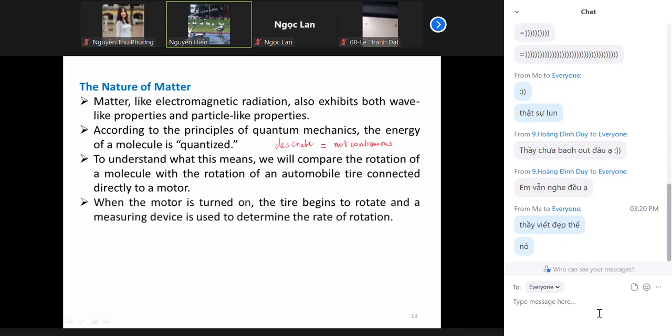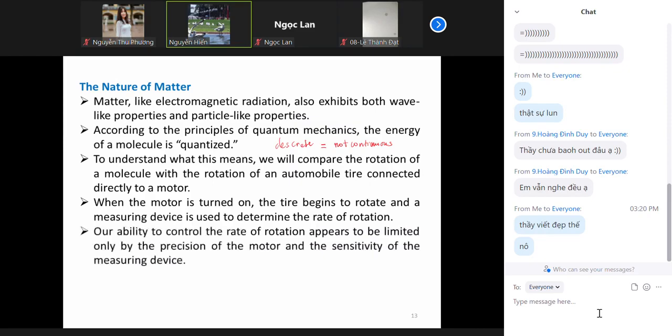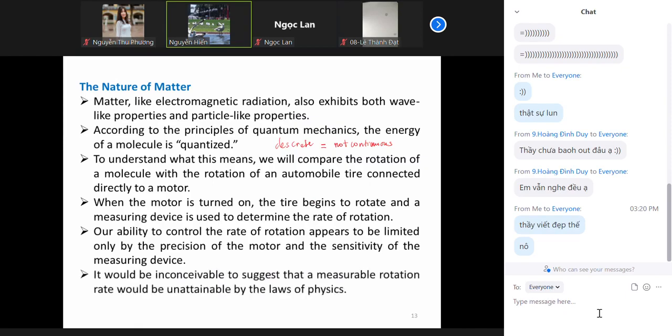So there are actually very different features of these two things. When the motor is turned on, the tire begins to rotate, and a measuring device is used to determine the rate of the rotation. And we can actually control the rate of the rotation of the tire. We can rotate the tire at any rate that we want. But it is not possible with the rotation of a molecule. You cannot control the rotation of a molecule. It is not understandable by the laws of physics.